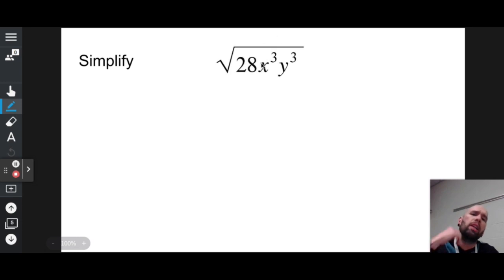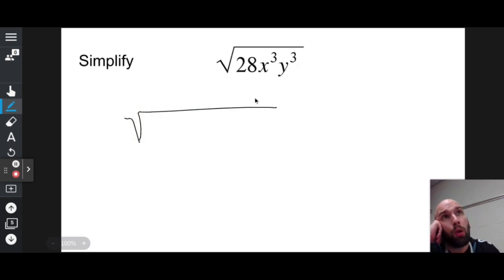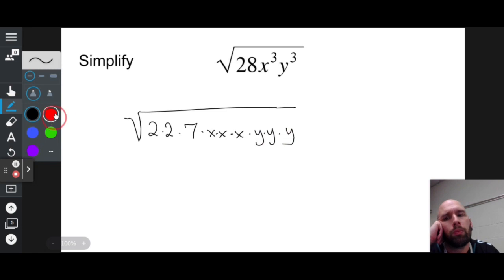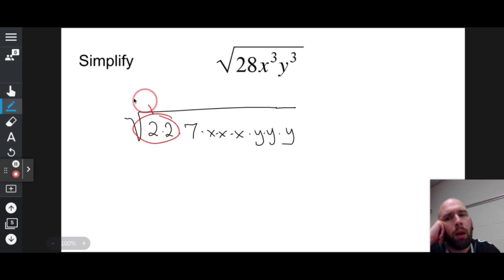We've got 28, x to the third, y to the third. 28 is 7 times 4, or 2 times 2 times 7. X to the third is x times x times x, and y to the third is y times y times y. Never make that line long enough. 2 times 2 comes out. Boop. X times x comes out. Boop. Y times y comes out.